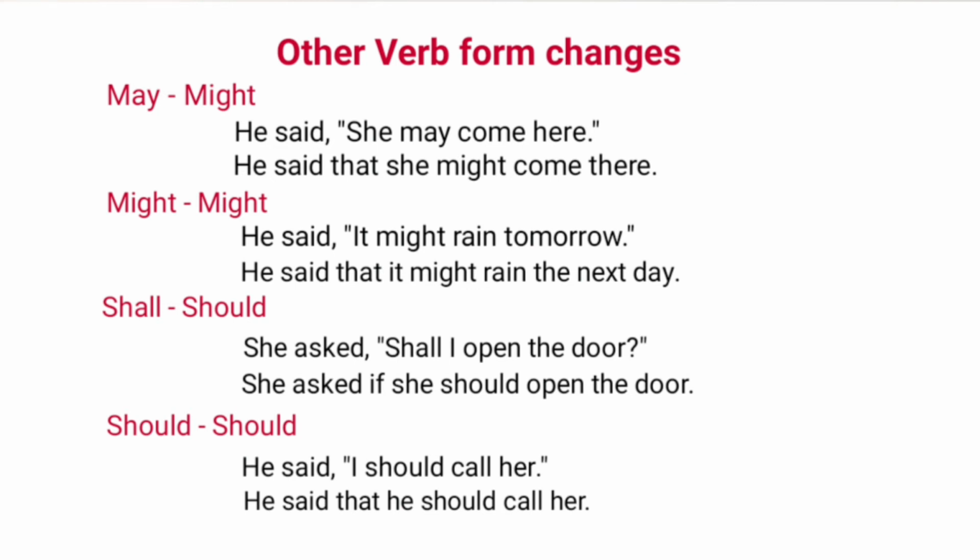Modal verb shall changes into should, like in this example. She asked, "Shall I open the door?" In indirect speech, it changes into: she asked if she should open the door. Should remains as it is in indirect speech. Example, he said, "I should call her." He said that he should call her.